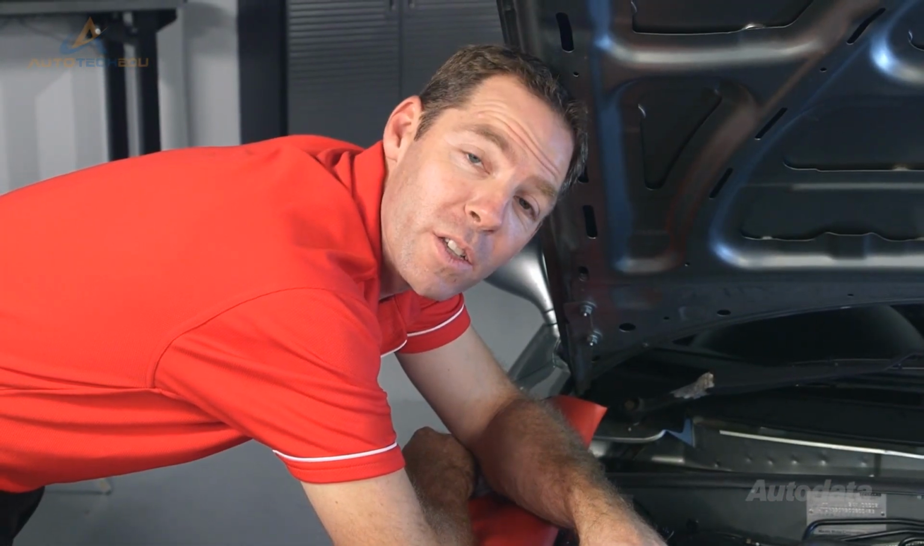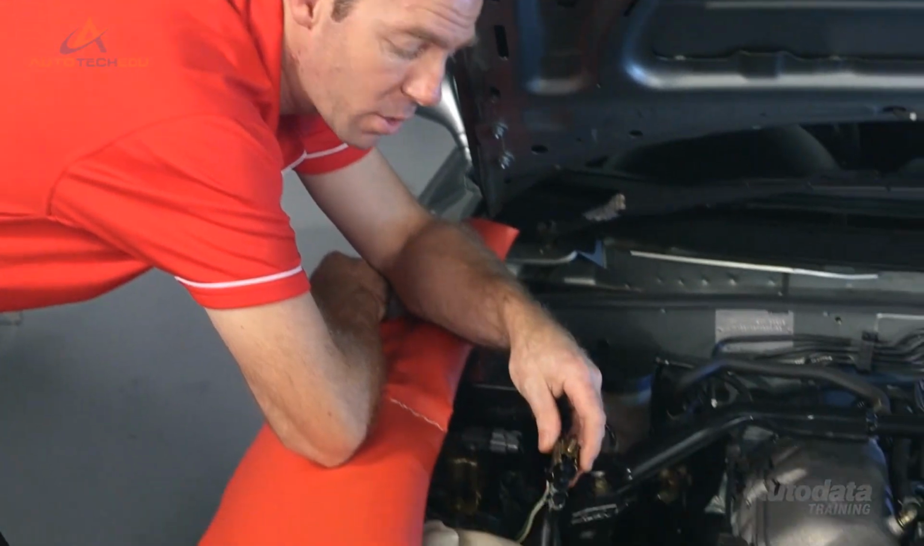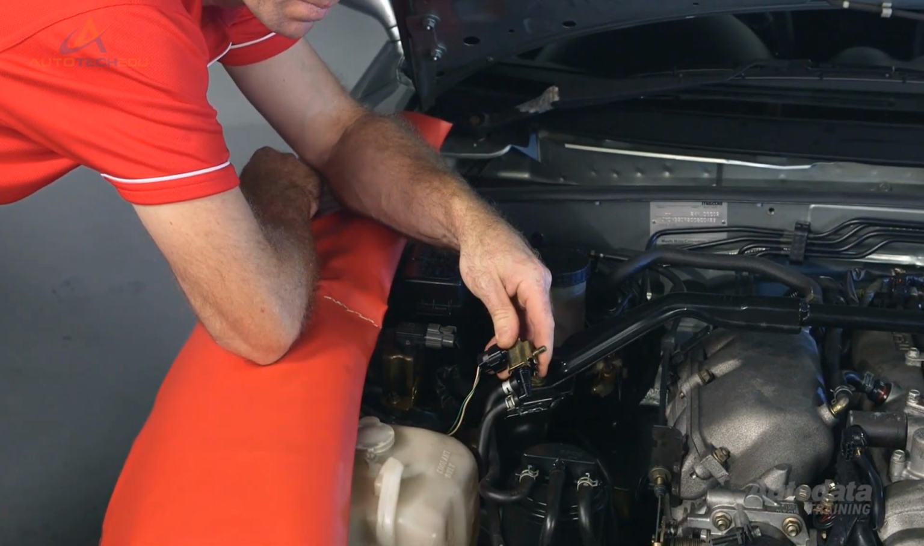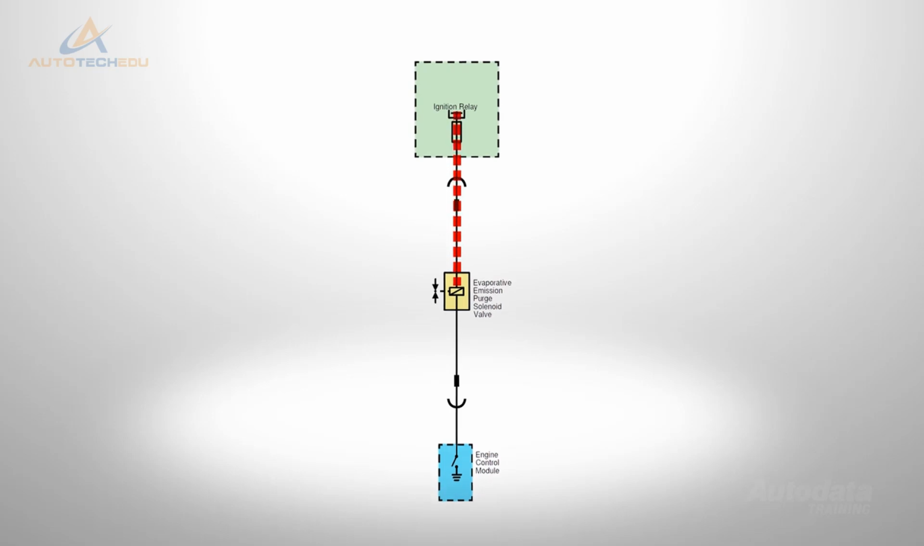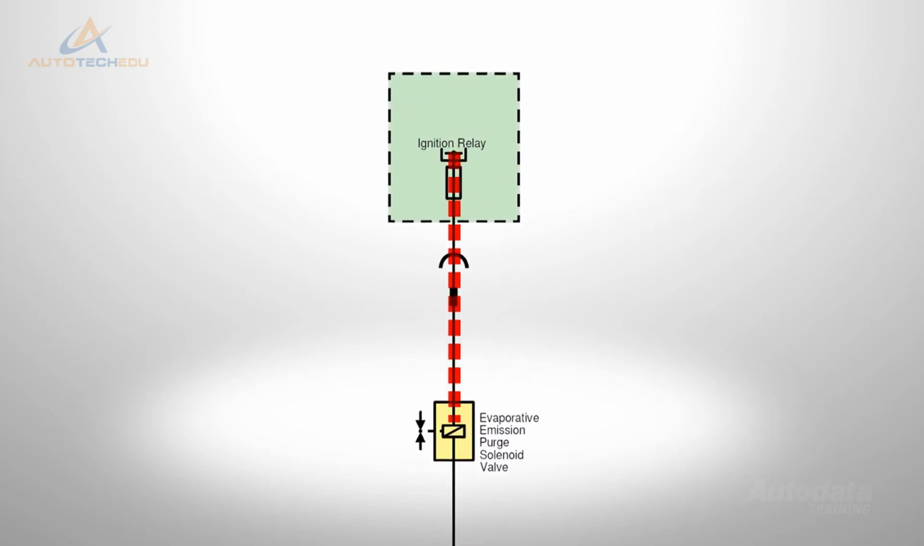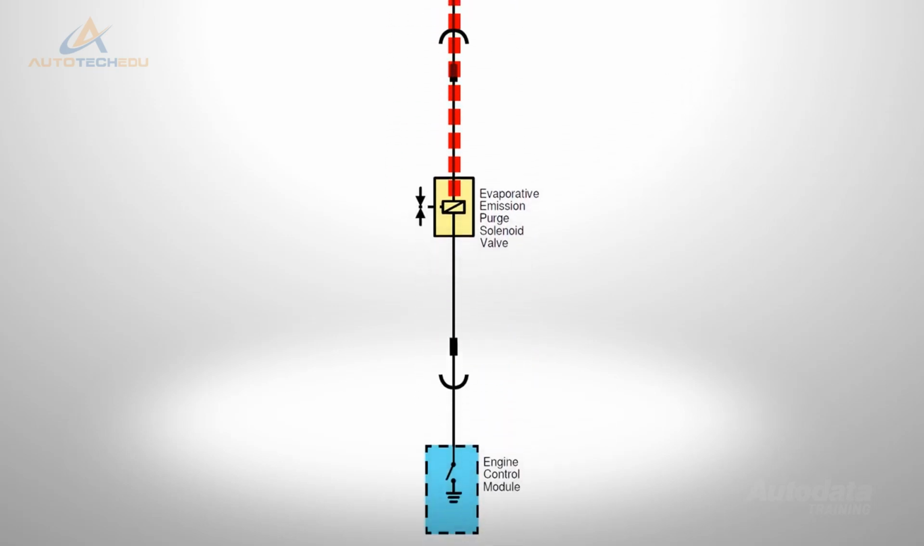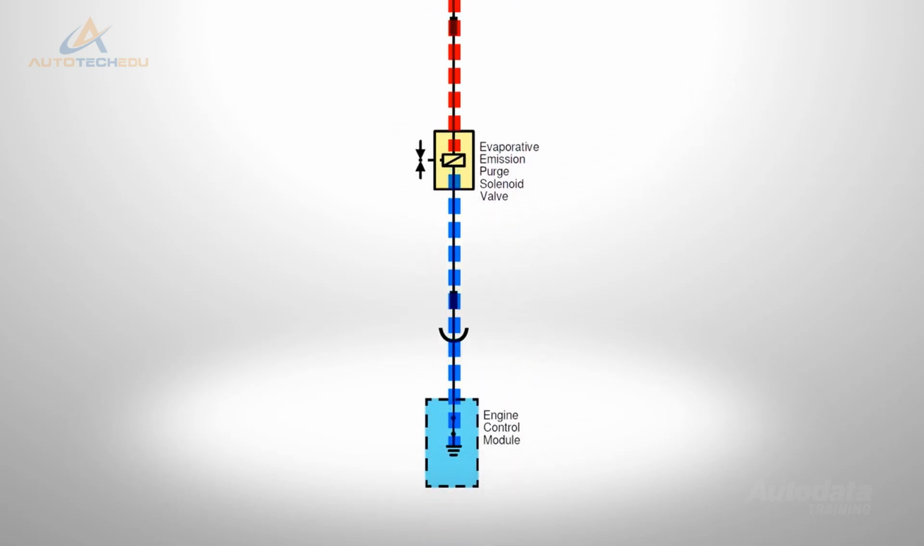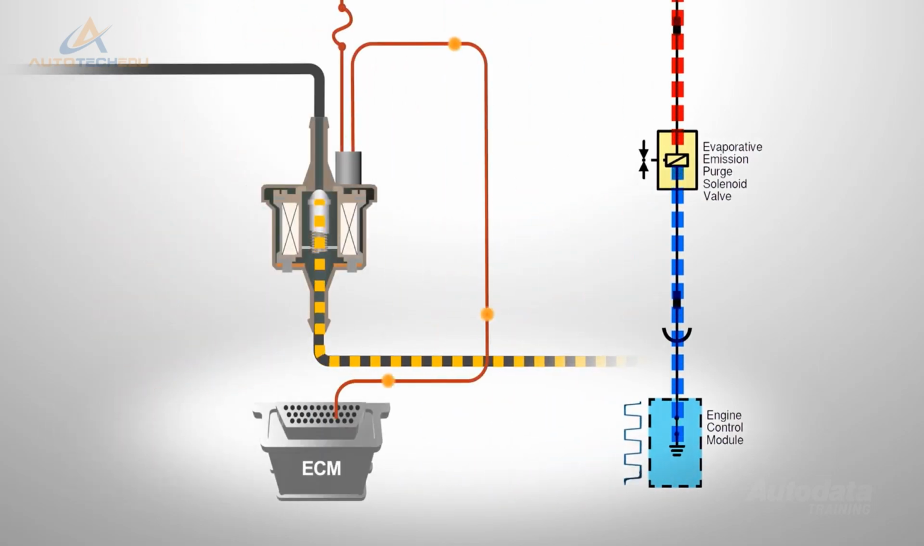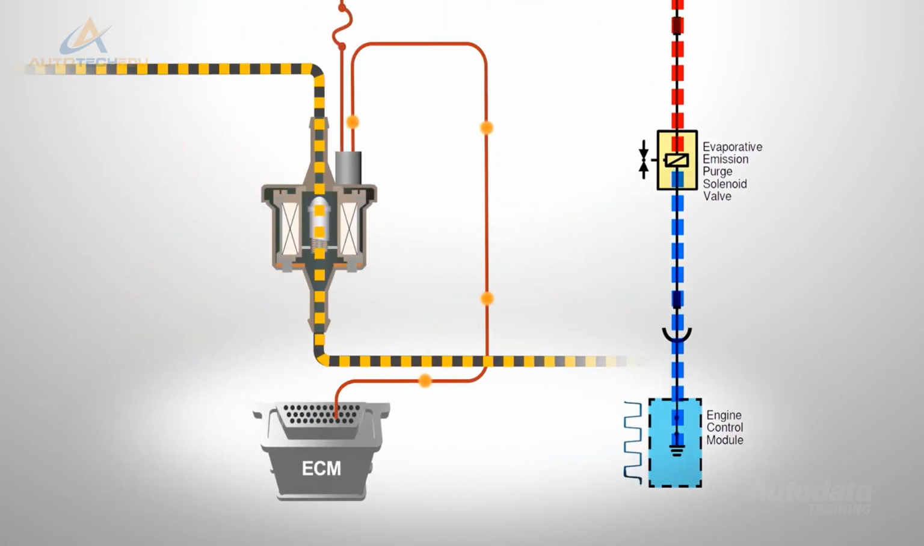Most systems use the ECM to control the operation of the canister purge control solenoid. On this system, battery voltage is delivered to the evap solenoid via an ignition relay. A low reference is supplied via a low side driver within the engine control module. When the ECM decides conditions are ideal for a canister purge, the ECM pulse width modulates the low side driver. This completes the circuit and the purge solenoid is opened.